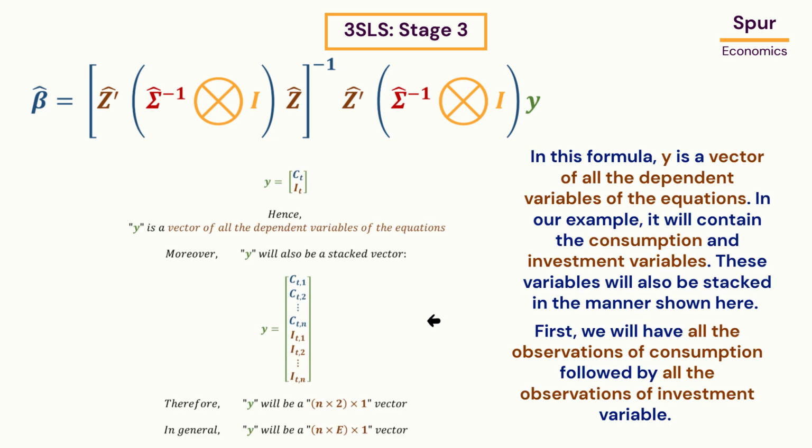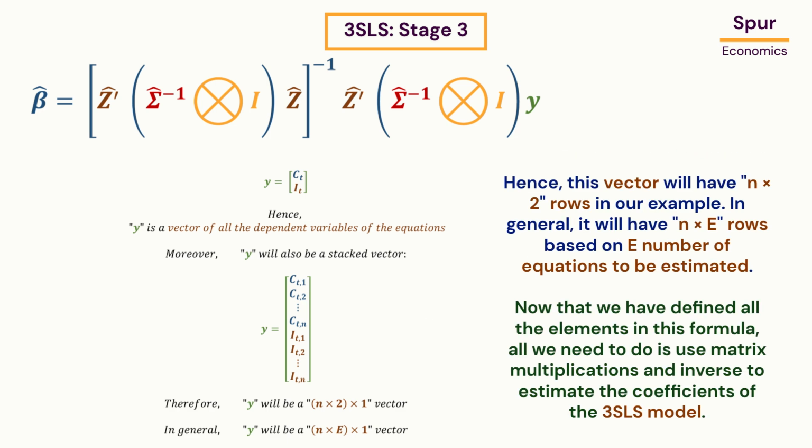In this formula, y is a vector of all the dependent variables of the equations. In our example, it will contain the consumption and investment variables. These variables will also be stacked in the manner shown here. First, we will have all the observations of consumption followed by all the observations of investment variable. Hence, this vector will have n by 2 rows in our example. In general, it will have n by e rows based on e number of equations to be estimated.